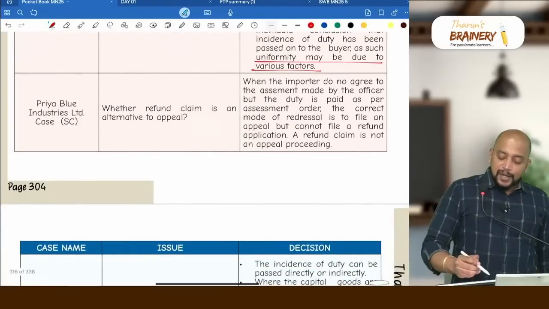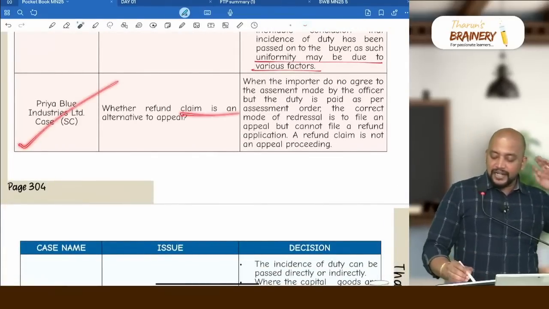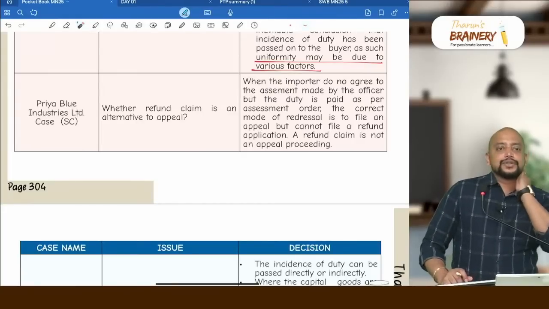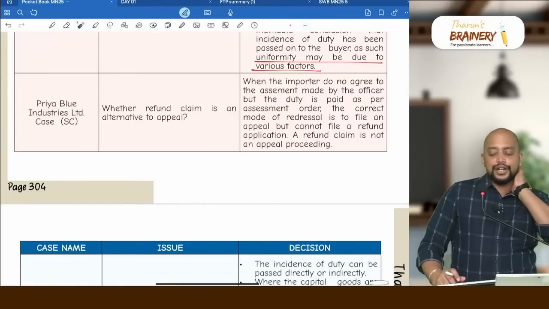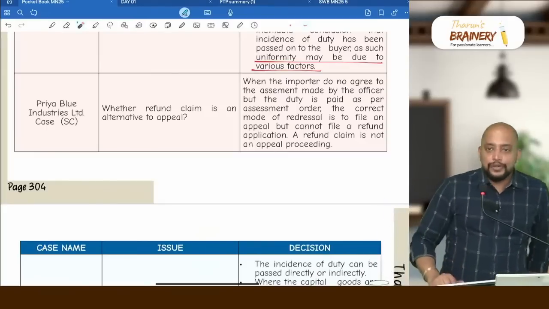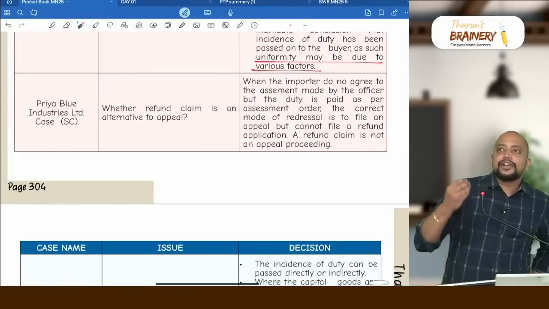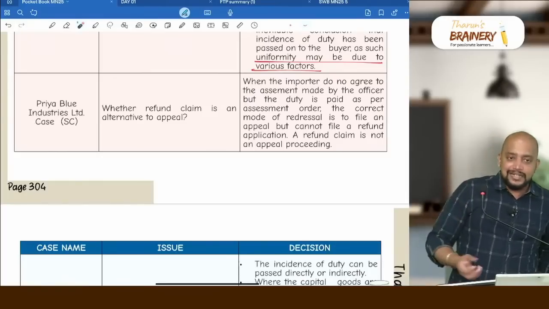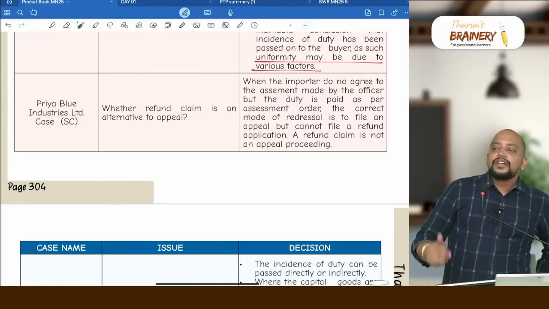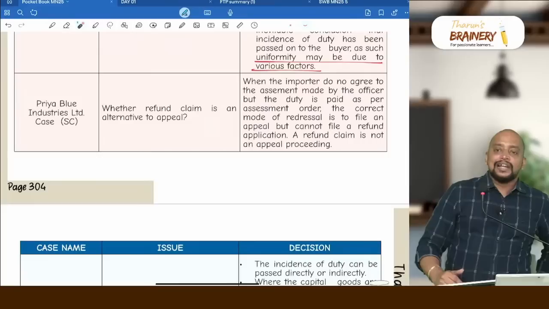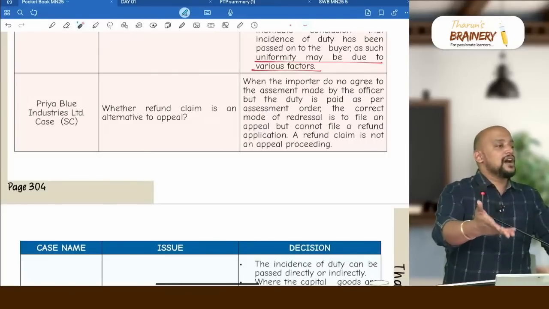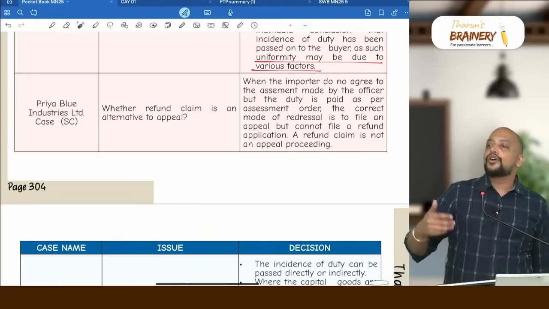Then Priya Blue Industries case: whether a refund claim is an alternative to appeal. This also they have tested. So a refund claim is not an alternative to appeal. For example, first the department is doing reassessment of duty. Say instead of 4 lakhs they are asking us to pay 8 lakhs and we paid the 8 lakhs. After paying 8 lakhs, we should not go to the same officer and tell, sir, I paid an excess 8 lakhs, sir, give me a refund. The same officer who passed the order, how will he give a refund? So we should have gone for appeal.